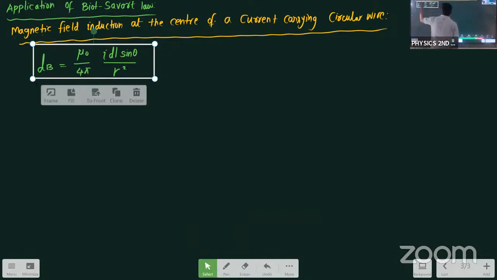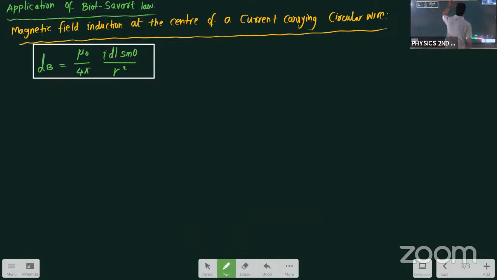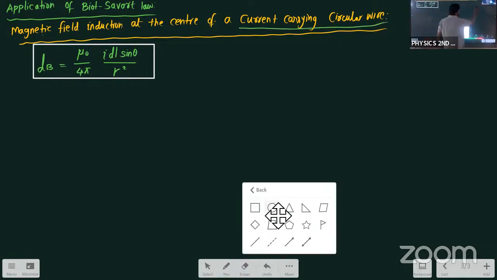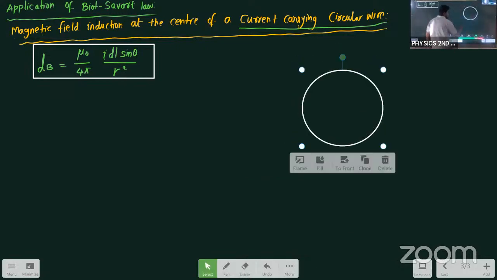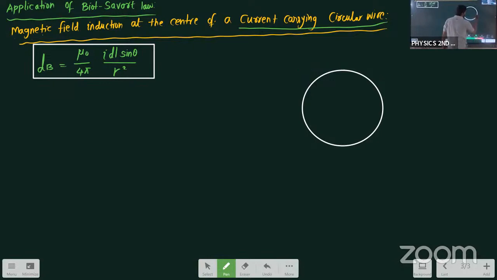So here let us consider a circular current carrying wire. So let me consider one current carrying circular wire. Now see here, current is flowing in some anti-clockwise direction, something like this. Now we know that by applying right hand thumb rule, we can determine the direction of magnetic field. See here, curling of finger represents the direction of current.